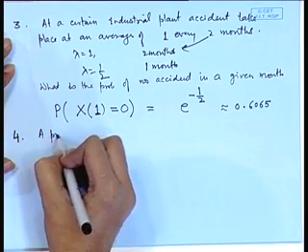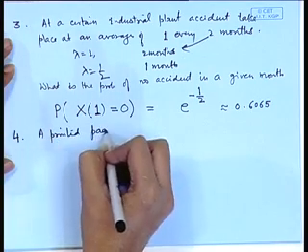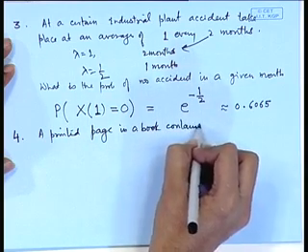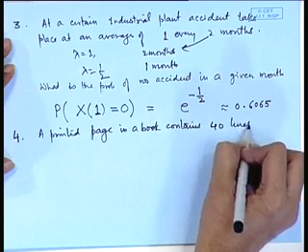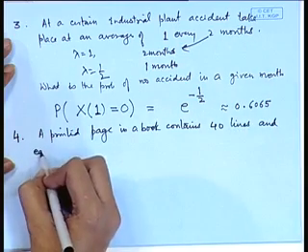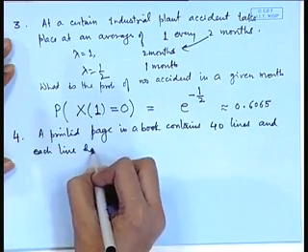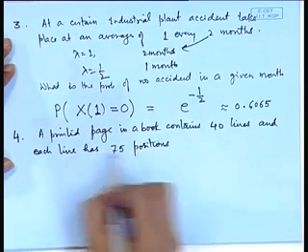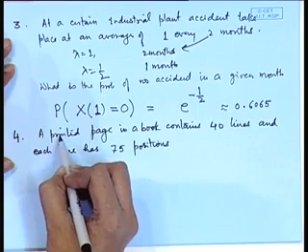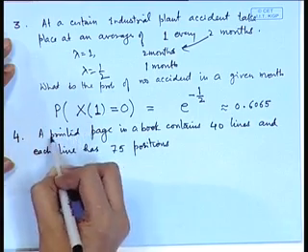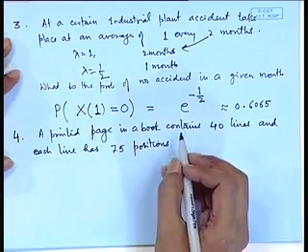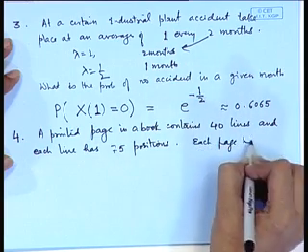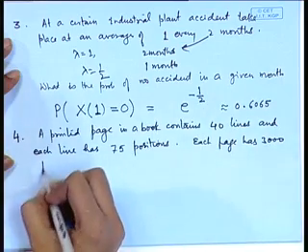A printed page in a book contains say 40 lines, and each line has 75 positions. It is like 1, 2, 3, 4, 5, 6, 7, 8, 9, 10. So, blanks are also counted here. So, each page has 3000 positions.